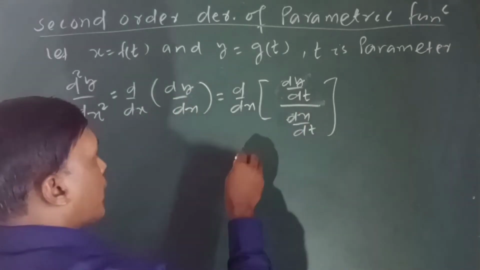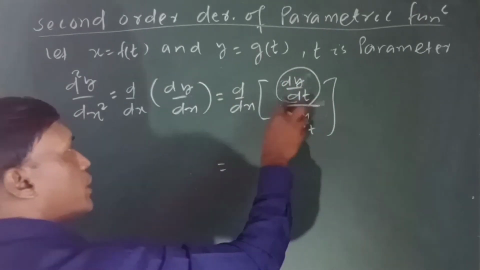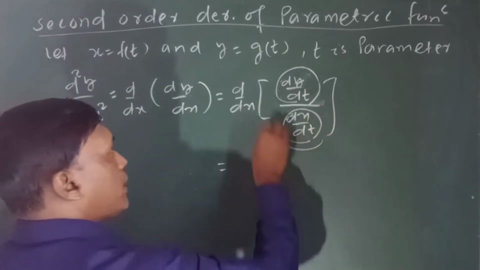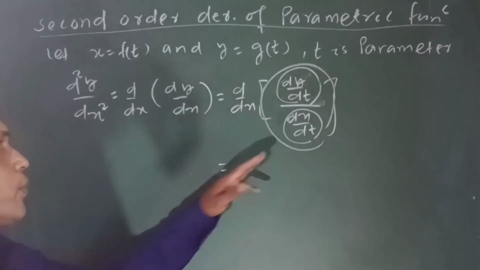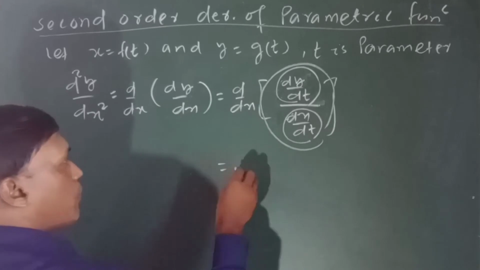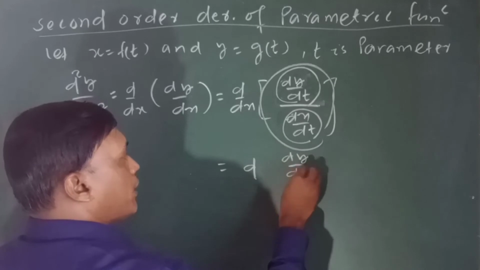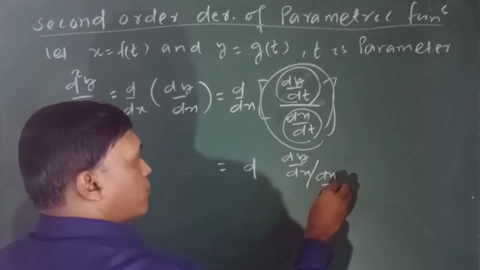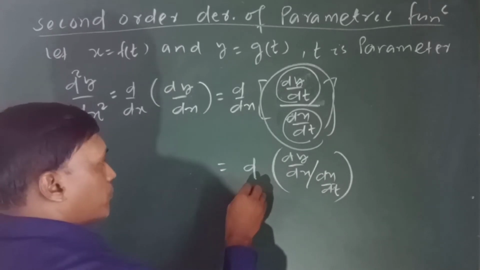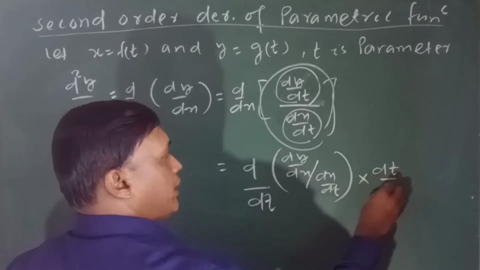But here what happens, look at here dear students, dy by dt, y is a function of t means this is a function of t, x is a function of t means this is also a function of t. That means this portion inside the bracket is a function of t. So how can we find the derivative of this with respect to x? Now dear students, derivative of this portion dy by dt by dx by dt, as this is a function of t, then differentiate this with respect to t into dt by dx.